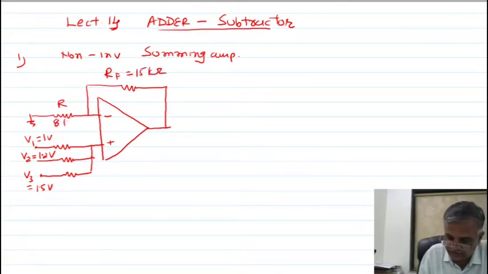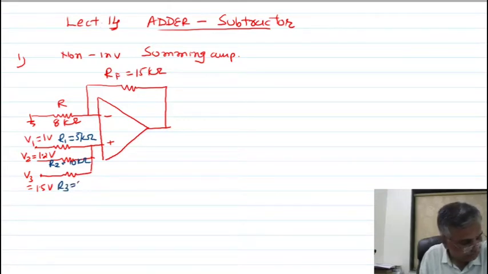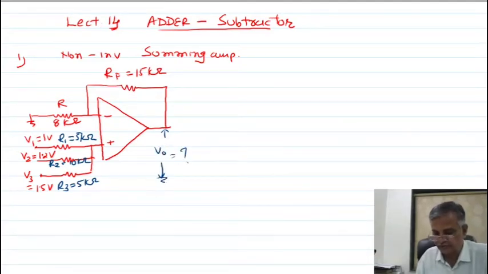R is 8 kilo ohm. The R1 is, I am writing, 5 kilo ohm. R2 value is 10 kilo ohm. And R3 is your 5 kilo ohm. Question: find the output voltage with respect to ground.